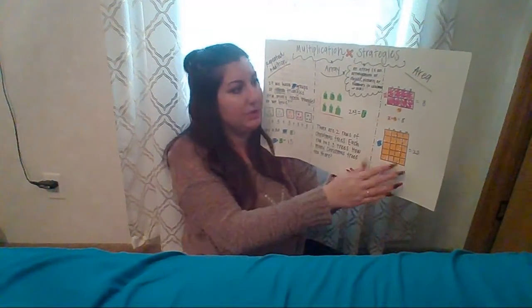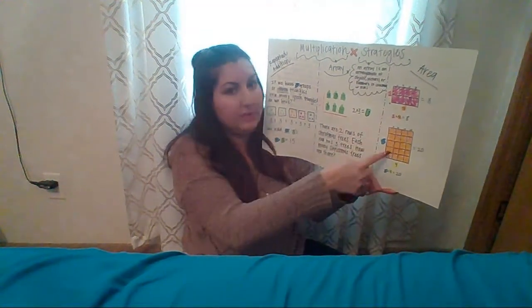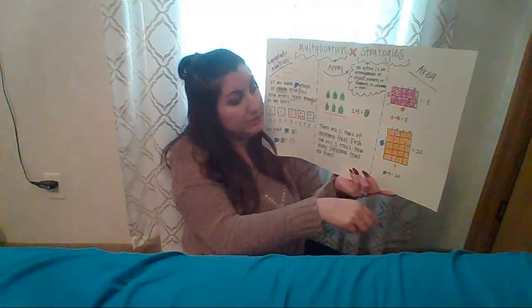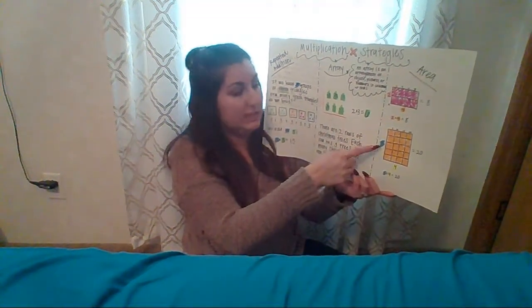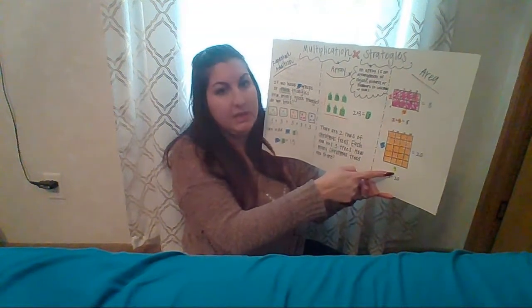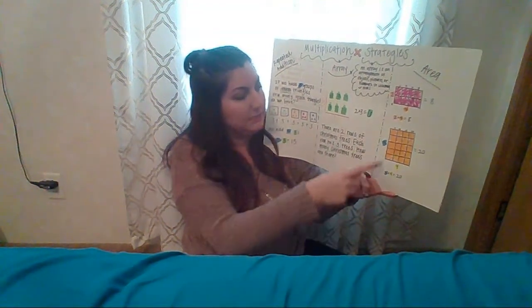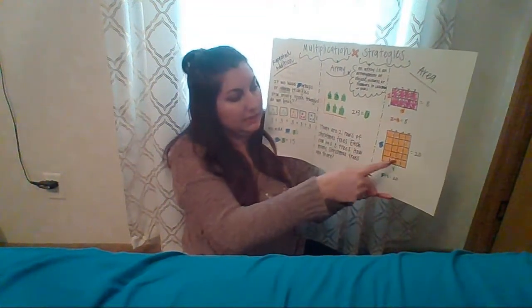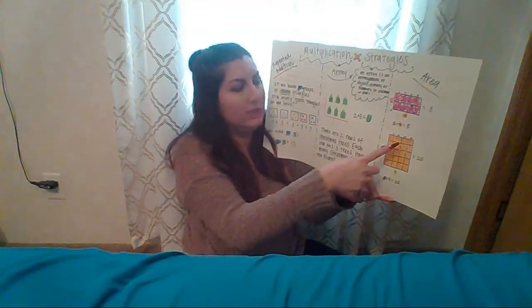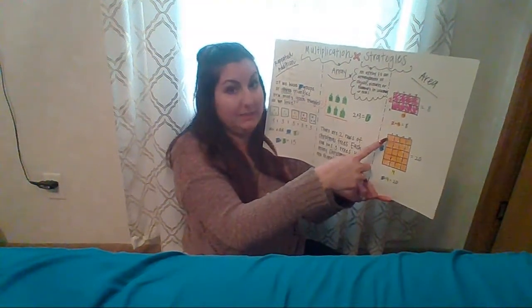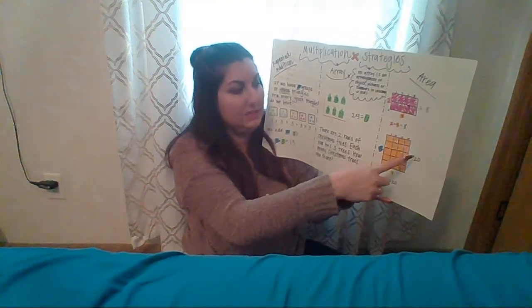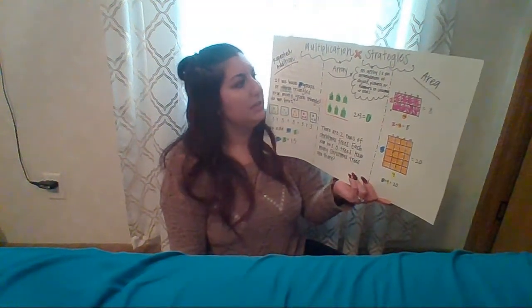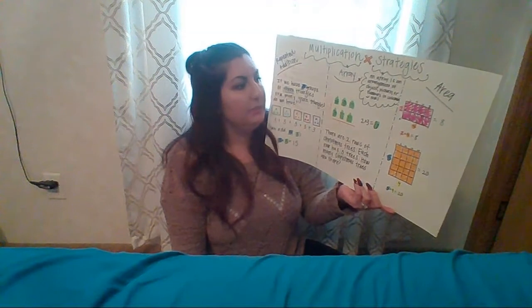Here's another example. This is where we have more rows than we do columns. This one tells me that I have 5 rows and 4 columns, and that represents the multiplication fact 5 times 4. And I can either count them up or I can skip count. We're going to count by 5s: 5, 10, 15, 20. Yes, 5 times 4 is 20. Very good. Okay, so that's just a few.